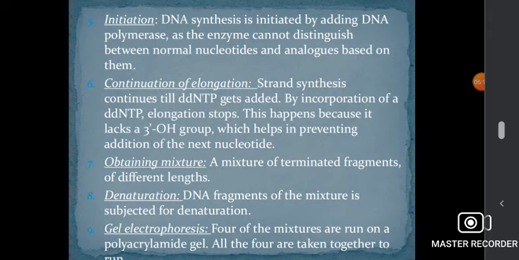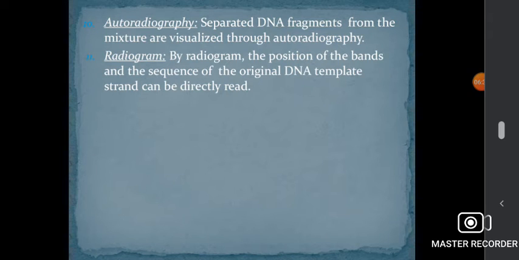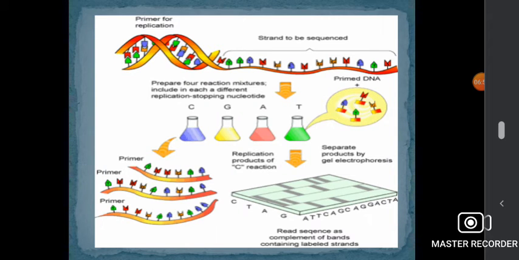Denaturation. The DNA fragments of the mixture are then denatured, followed by gel electrophoresis, as the mixtures are run on a polyacrylamide gel. The next step is autoradiography. The separated DNA fragments from the mixture are visualized through autoradiography, and from the radiogram, the positions of the bands and the sequence of the original DNA template strand can be read directly. So this is the overall reaction which I have just summarized.